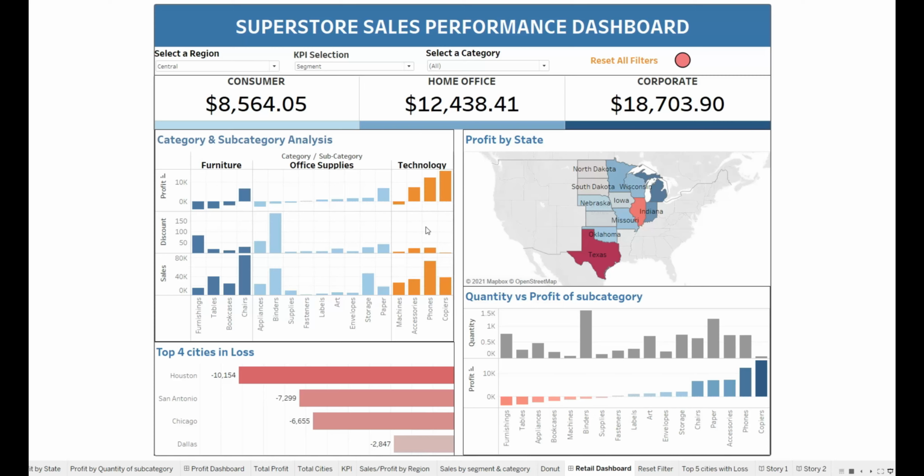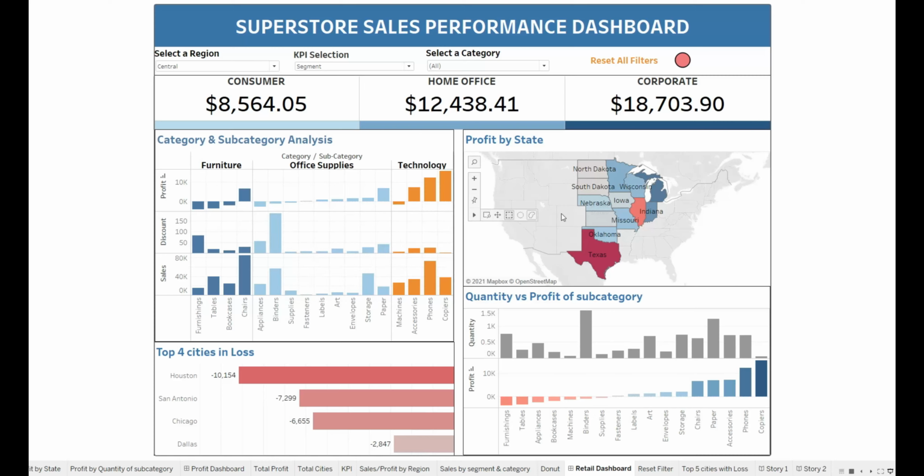Another observation is that even though there is a huge amount of discount in the binder subcategory, we can see that there is no profit. So we can reduce the amount of discount in this particular subcategory.